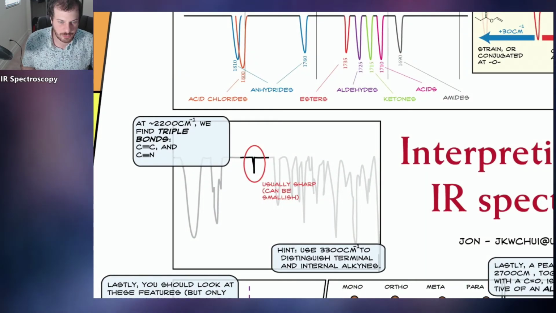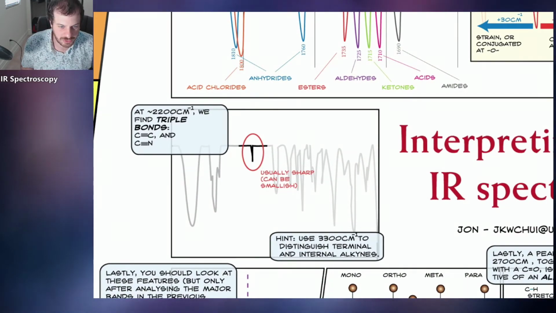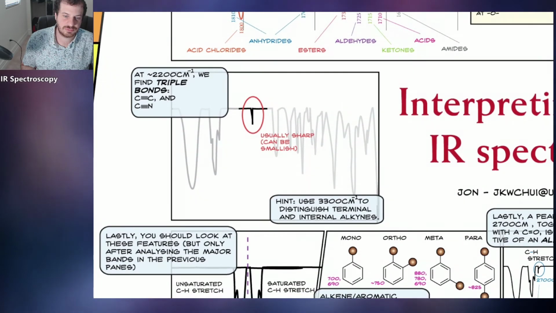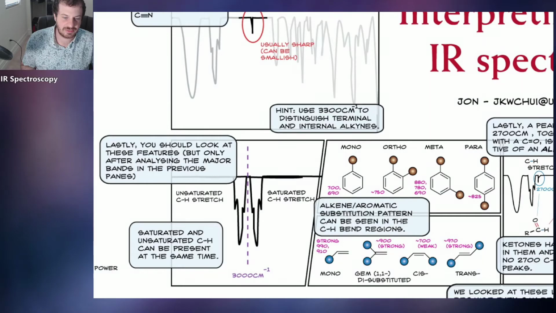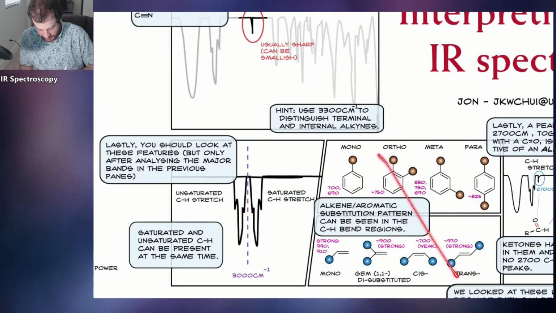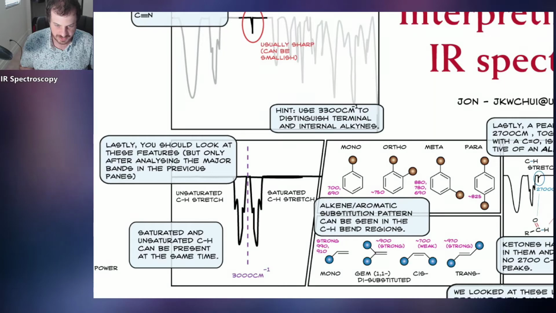Okay, the next area I want you to look at is the 2200 area. If you see a little baby peak there, it kind of looks like it's in the middle of nowhere, because usually that area is completely blank. So if you see something at 2200, that tells you a lot of information, and that tells you that you have a triple bond, so either a CC triple bond or a CN triple bond. And then finally, you're not going to worry about this one so much. That is for a more advanced class, so don't worry about this one.